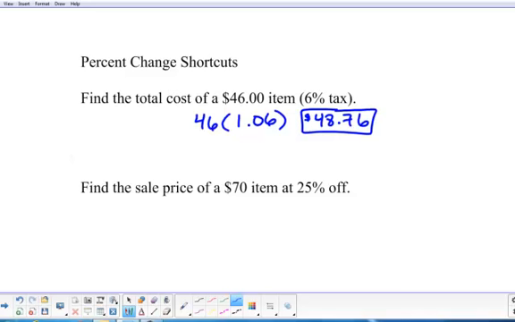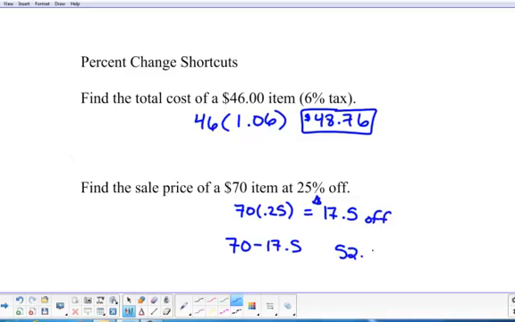And then it says find the sale price of a $70 item at 25% off. So we would do 70 times 0.25, and we're going to get $17.50. So this is how much money we have to take off. So then if you do 70 minus $17.50, you're going to get $52.50. So that would be the sale price. This one doesn't ask about tax, so we are done.